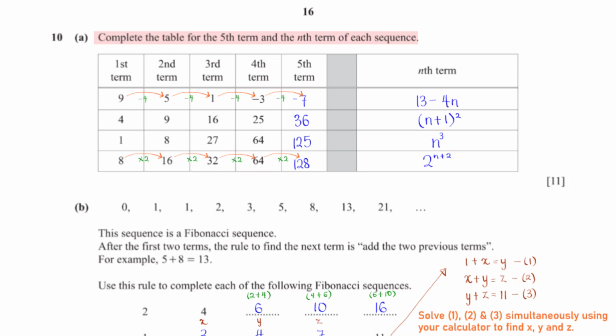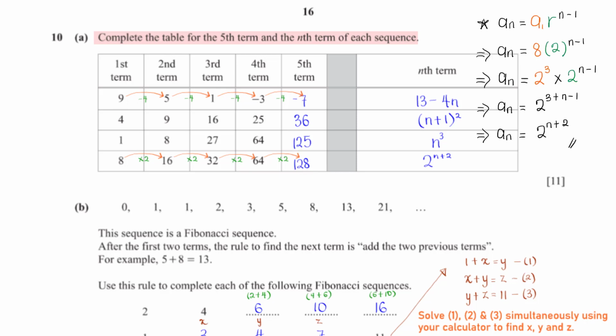For the fourth row, we have a geometric sequence because there is a common ratio of 2 between the terms. And so for the 5th term, we have 64 times 2 giving us 128. To find the nth term of a sequence with a common ratio, we apply this formula. A1 is the first term of the sequence, which is 8, and the common ratio is 2. We can leave the nth term in this form or simplify it to a base of 2, which leaves us with 2 raised to the power n plus 2.